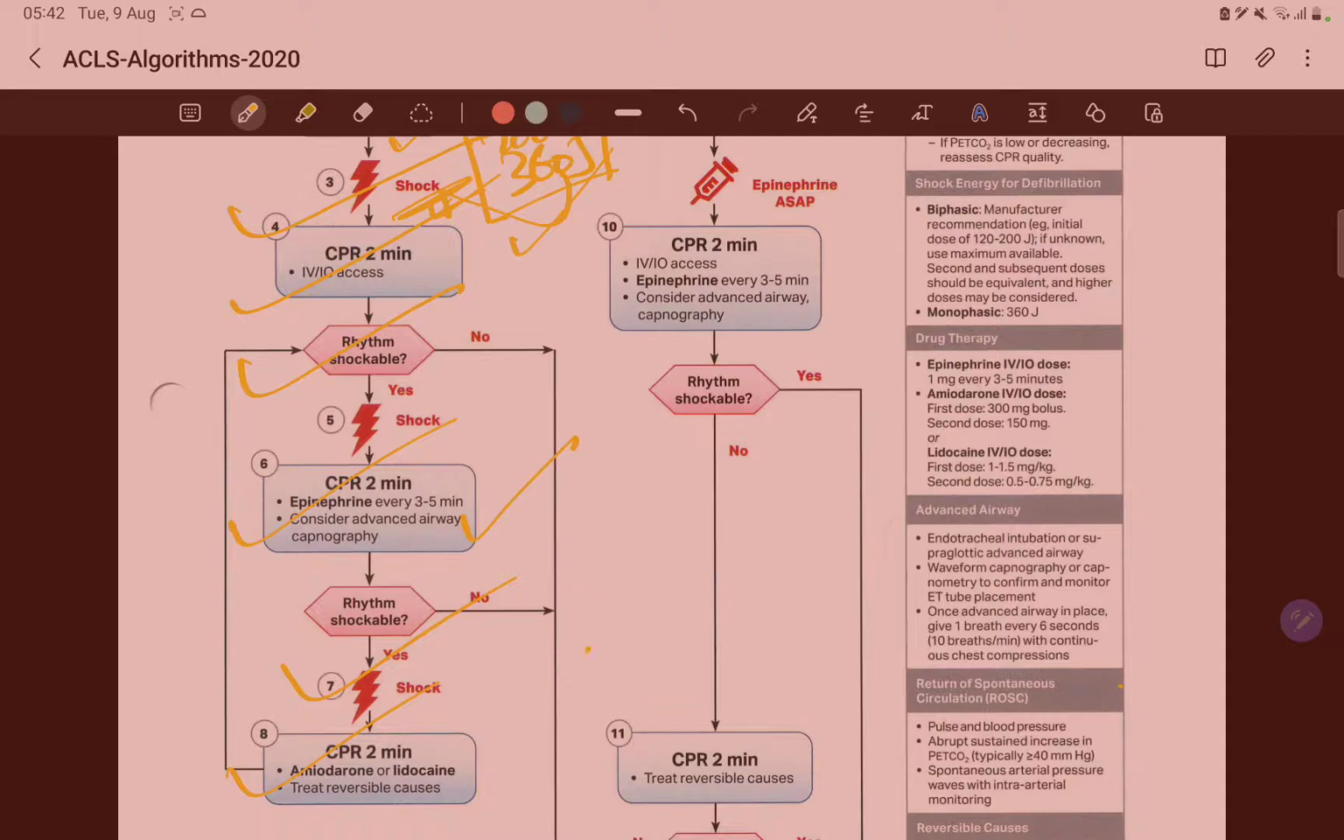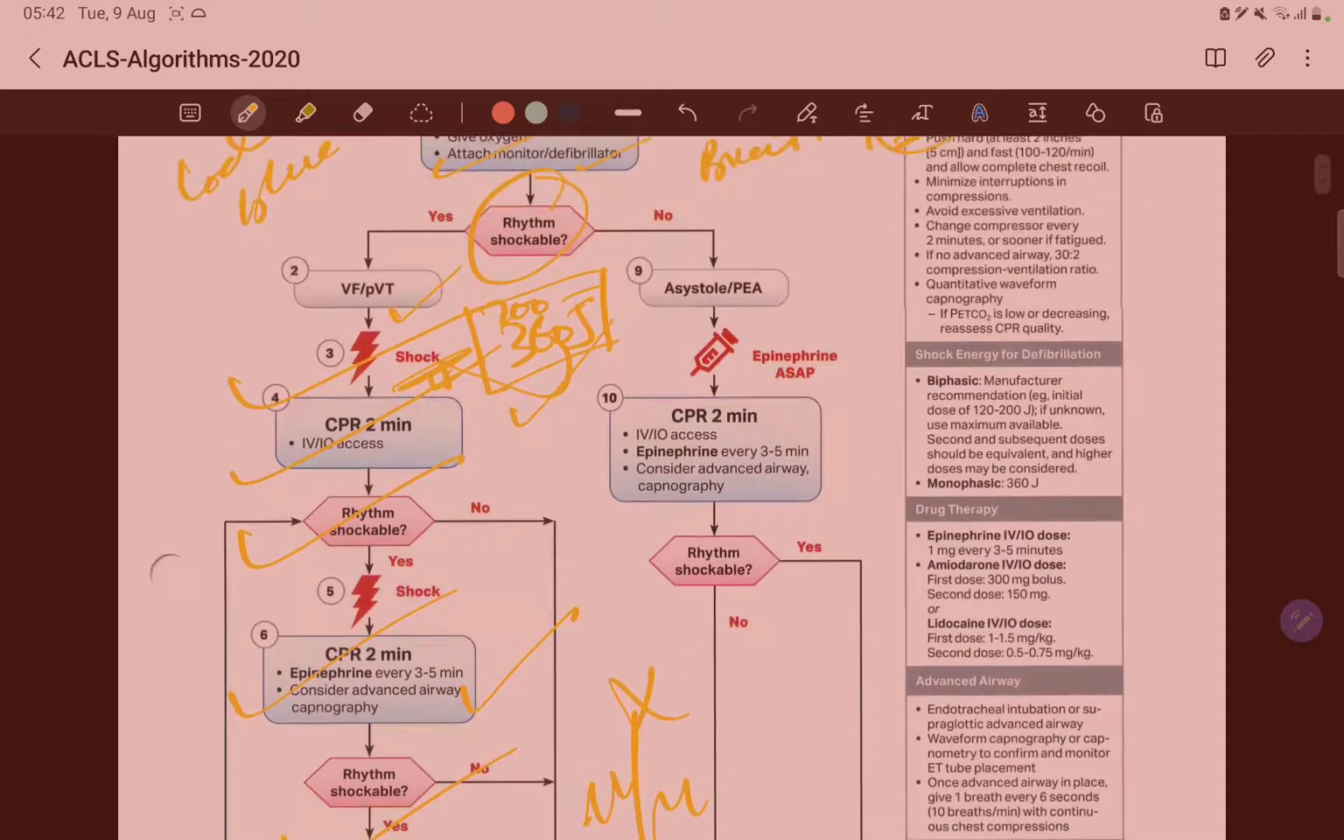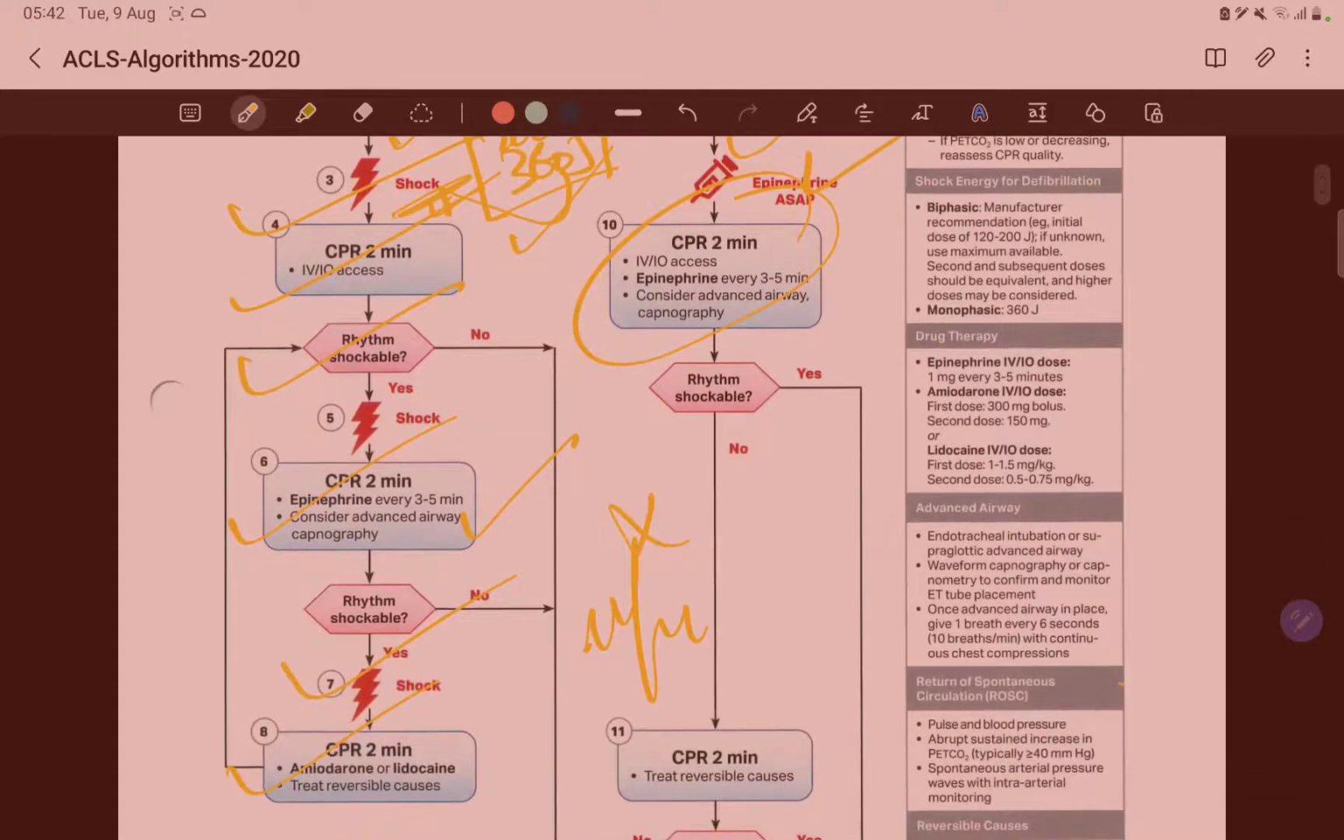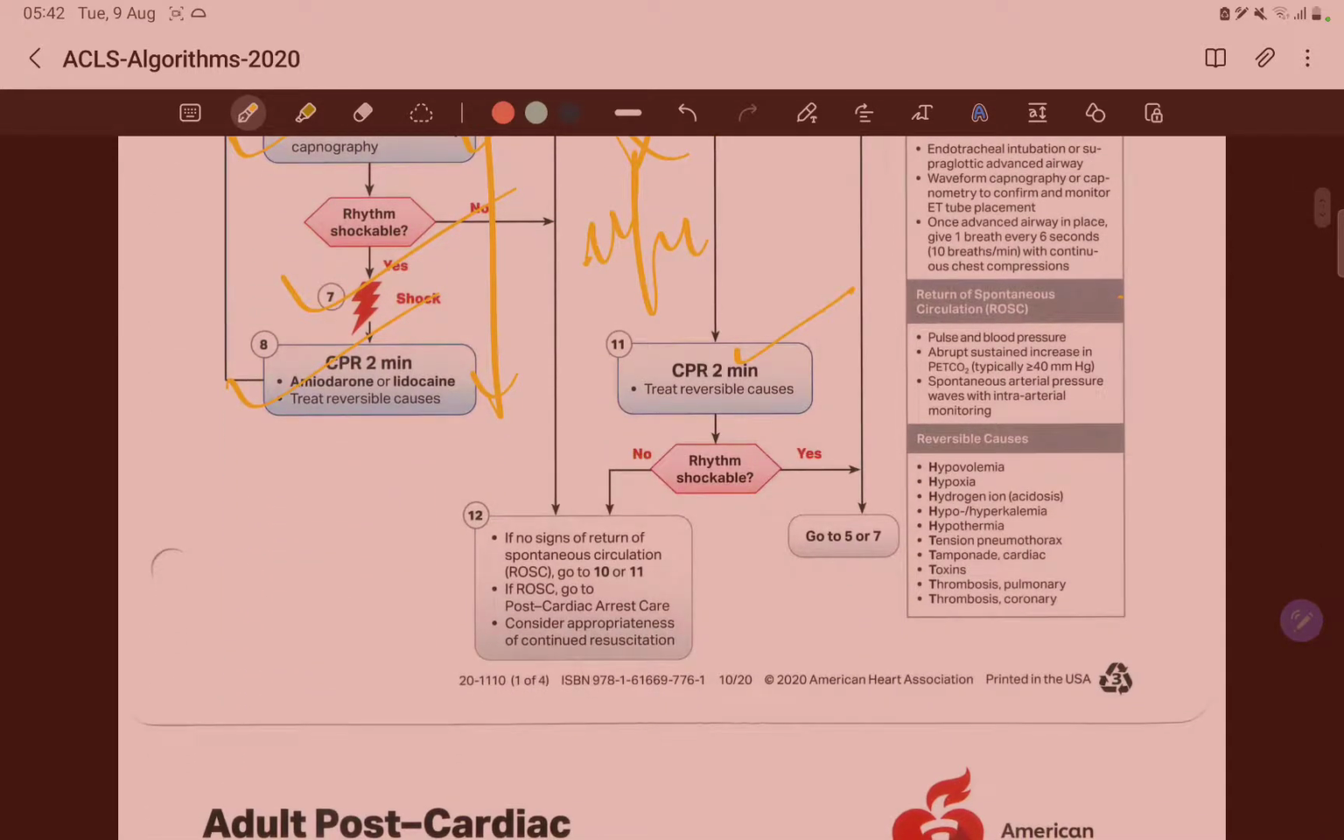If you get a normal ECG rhythm but again no pulse, then this is pulseless electrical activity. We give epinephrine as soon as possible, then start the CPR. We give epinephrine every 3 to 5 minutes. We see whether the rhythm is shockable or not. If it is shockable, again follow the same algorithm. If it is not shockable, we give CPR.